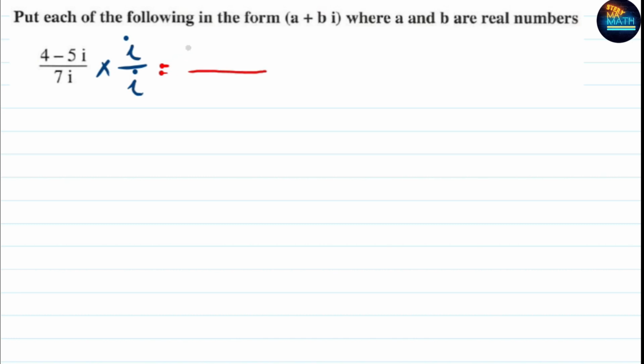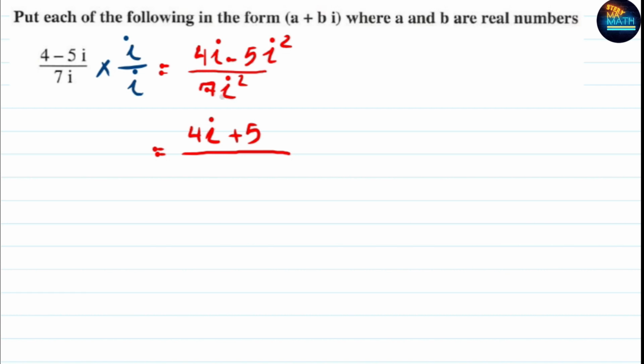You distribute i. So 4 times i is 4i, and negative 5i times i is negative 5i squared. That's in the numerator. And in the denominator, you have 7i times i, which is 7i squared. 4i minus 5i squared, where i squared is equal to negative 1. So negative 5 times negative 1 is positive 5. And in the denominator, you have 7i squared, and i squared is negative 1. 7 times negative 1 is negative 7.